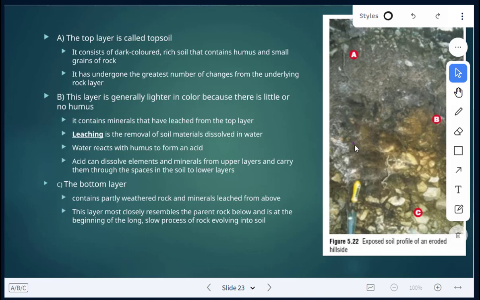to the lower layers. And then C here, that is the bottom layer. Partly weathered rock and minerals that are leached from above. It closely resembles parent rock below, and it's at the very beginning of the long, slow process of rock evolving into soil.